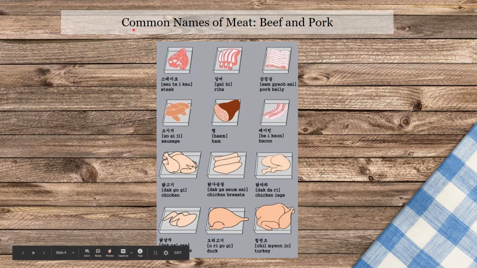Let's review names of meat: beef and pork, steak, ribs, pork belly, sausage, ham, bacon. We will skip these. Duck, turkey.